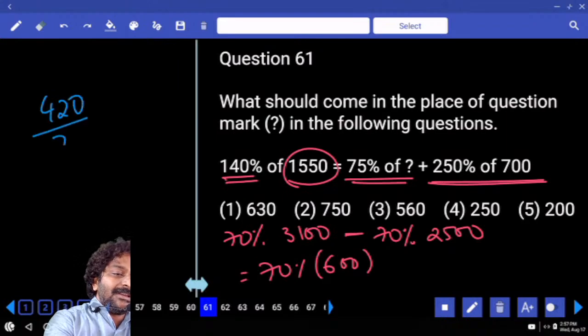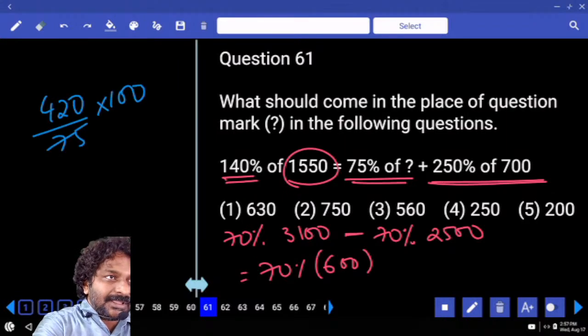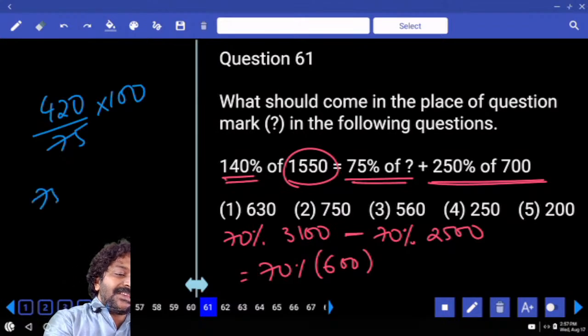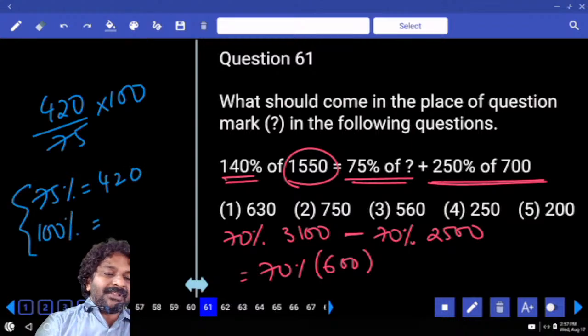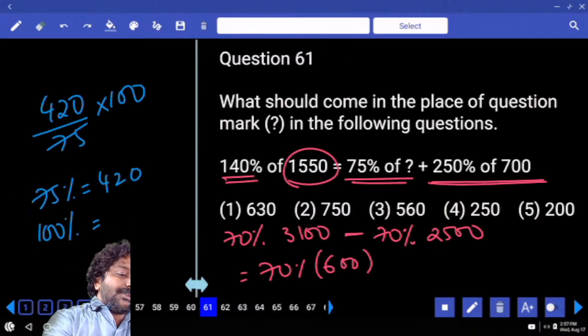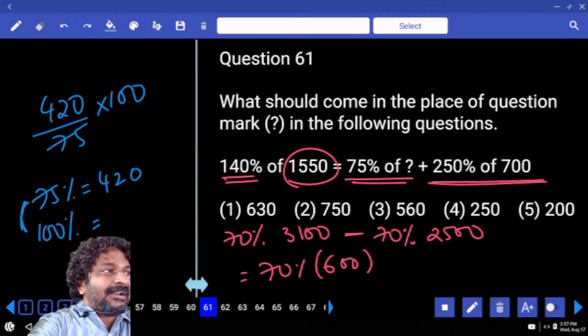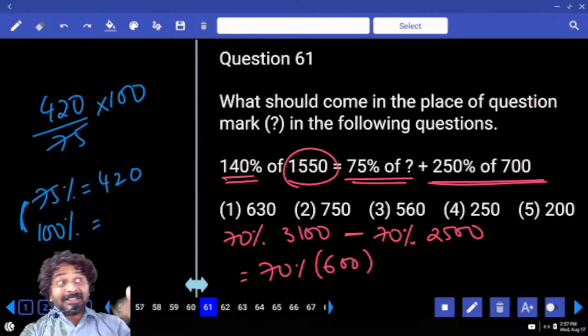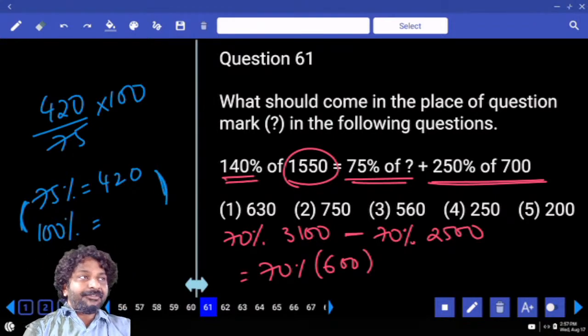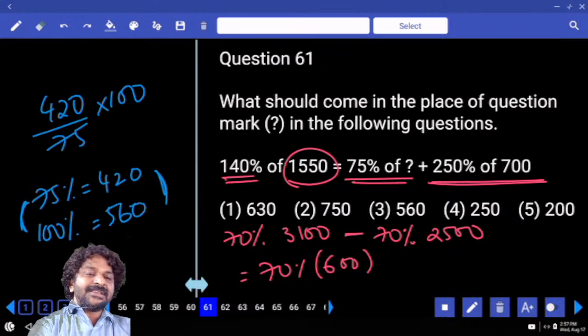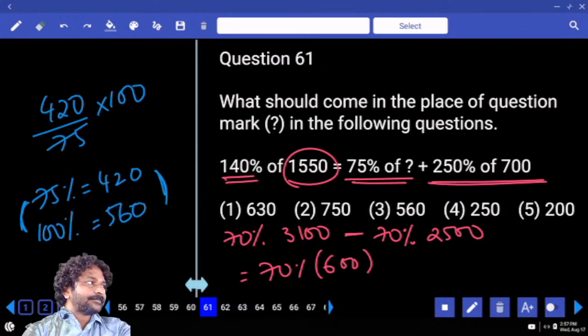1% value is 420 by 75. 75% is 420. 100% is equal to how much? The ratio between these two numbers is 75. How do you get 100? Adding 25 only. That is adding 1/3 only. What is 1/3 of 420? 140. If you add 140, it becomes 560. Followed?